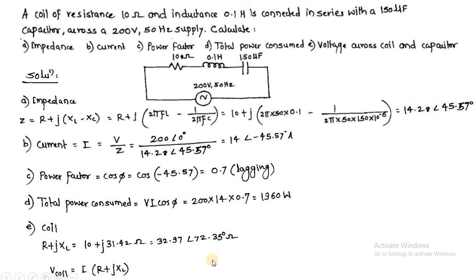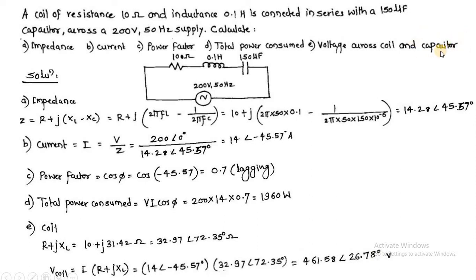When I multiply this impedance by the current I, I get the voltage across the coil. So what is the polar form of I here? 14 at an angle minus 45.57. The polar form of the coil impedance is 32.97 at an angle 72.35 degree. When I multiply them together, I get the voltage across the coil as 461.58 at an angle 26.78 degree.